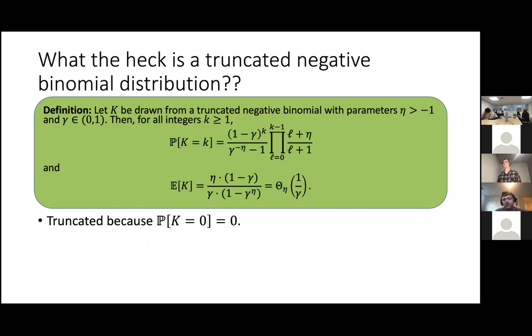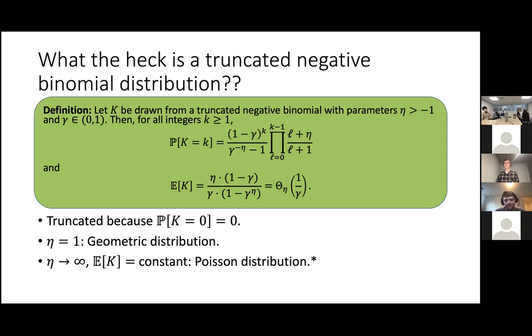But let me just give you some high-level properties of this distribution that maybe help you get some intuition. If I set the parameter eta to be 1, I'm going to get a geometric distribution. That's a distribution I hope we're all familiar with. And if I take the limit as eta goes to infinity while keeping the mean fixed, I'm going to get a Poisson distribution. This is analogous to a binomial, and that's where the name comes from. In both cases, if you take a binomial with a fixed mean and take the number n to infinity, you also get a Poisson.